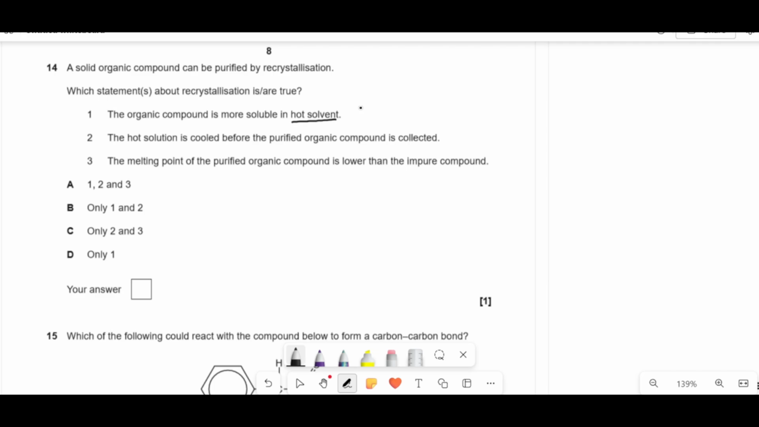So that way, the solvent is carrying all the other soluble stuff that we don't need when it's cold, if that makes sense. So that's immediately correct. The hot solution is cooled before the purified compound is collected. That's correct as well, because if it's still hot and it has the purified stuff in it, then if you try and collect it, you're going to lose bits of it. So that's correct. And then it says the melting point of purified organic compound is lower than the impure. It's the other way around, so that's only going to be 1 and 2, which is B.